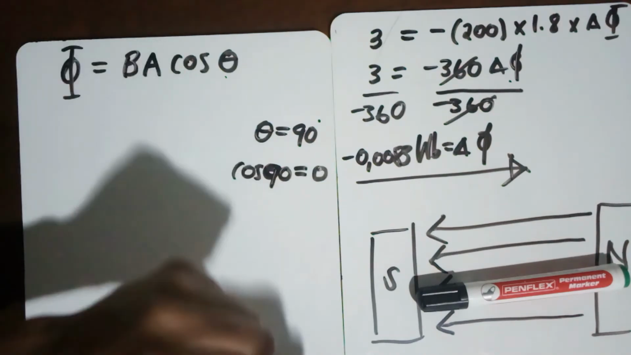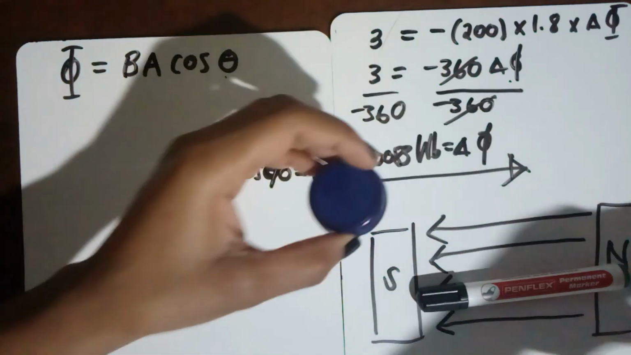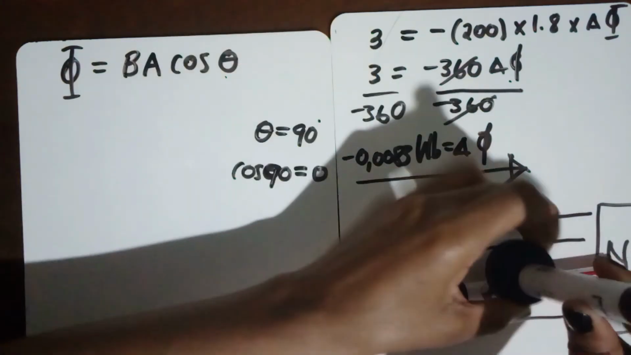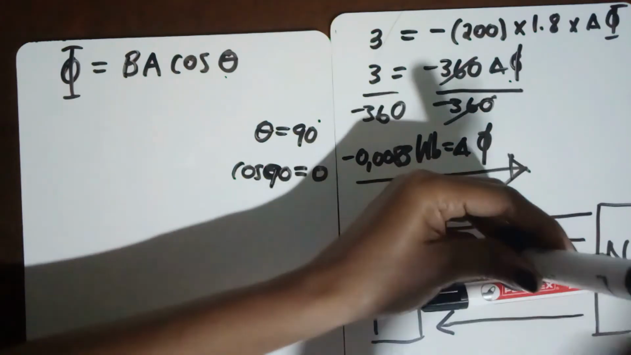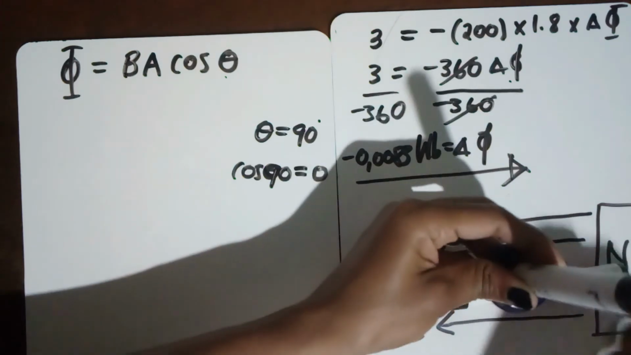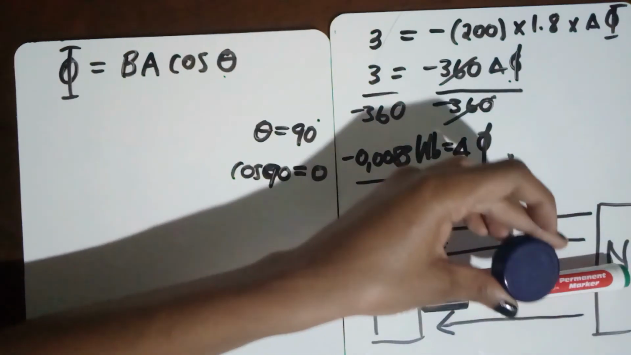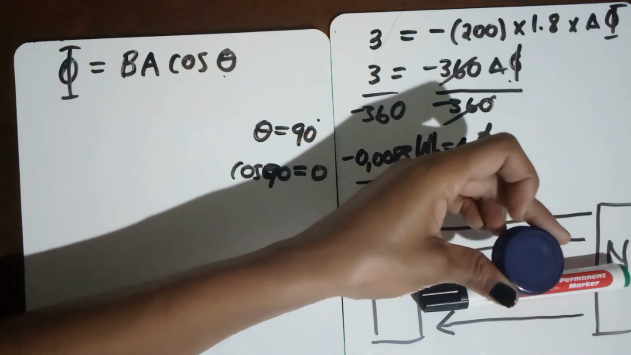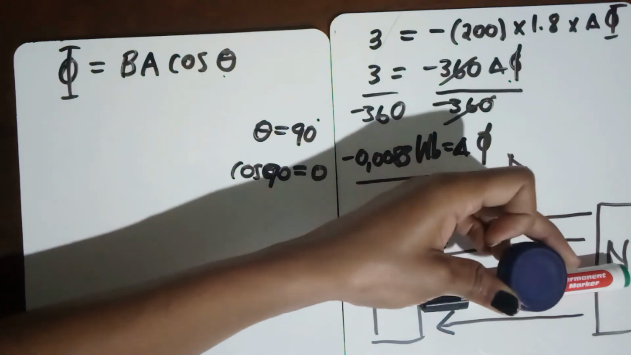So what does that mean? The angle between my magnetic field lines as well as the normal to my coil is 90. When that angle is 90, it means when it's seated in this position, that's when your magnetic flux is 0, and this is its final position, right?